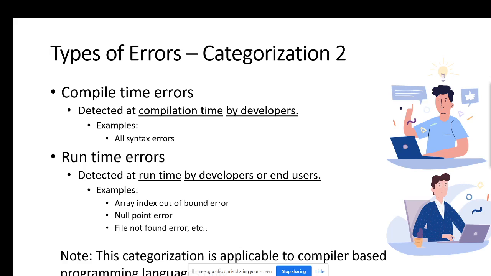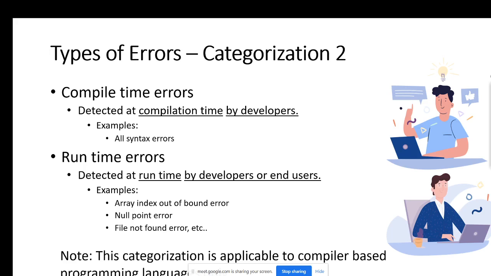There are some errors which occur when you are running. Those are not bugs, or those are not semantic errors. Those are also errors that occur, but those errors are detected when you are running. So those are called runtime errors. Usually runtime errors will be either detected by the developers when they run the program, or they will be detected by the end users when they use the program.